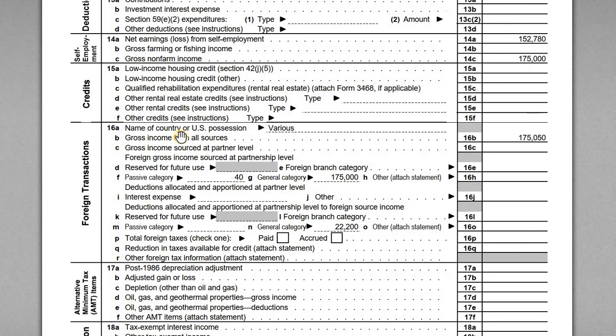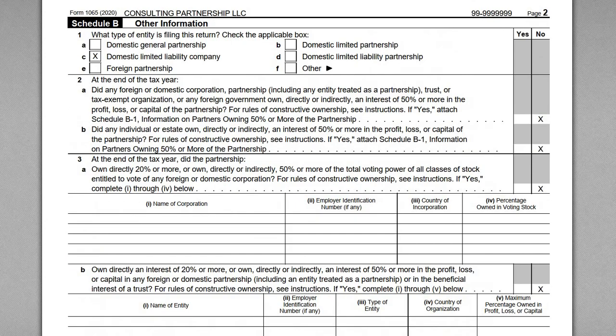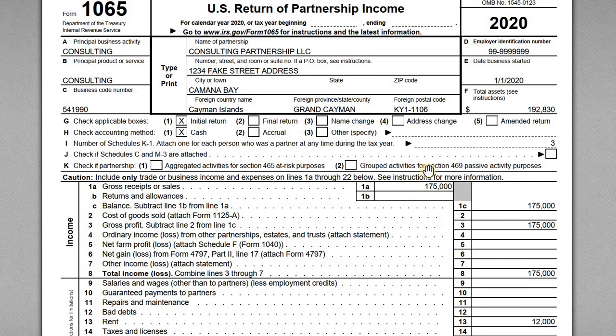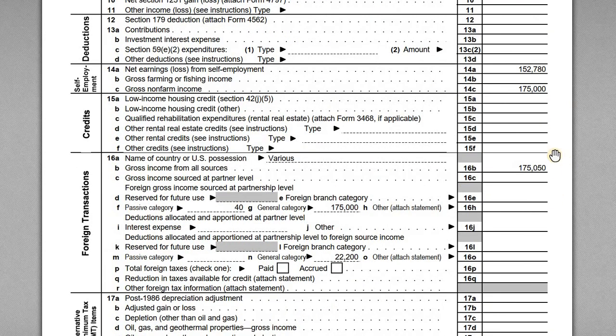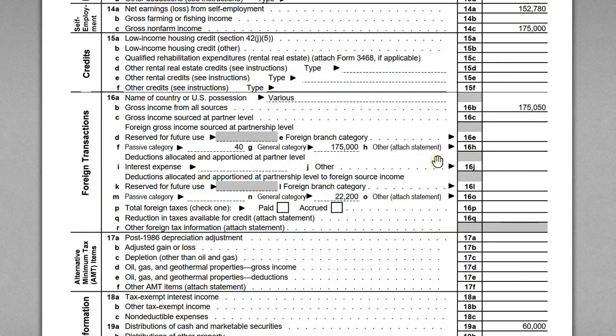The gross income from all sources is just that. It's our total gross receipts, right? So our total gross receipts is $175,050. How do we get that number? Well, it's the $175,000 in total gross receipts from page 1, so 175, and then we have $50 of interest. So the total gross income from all sources is 175,050.